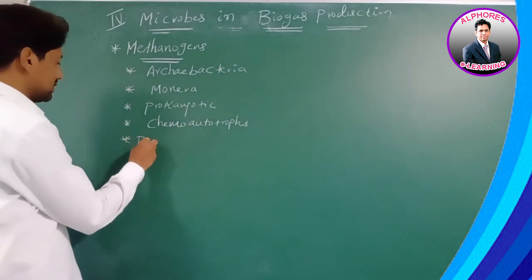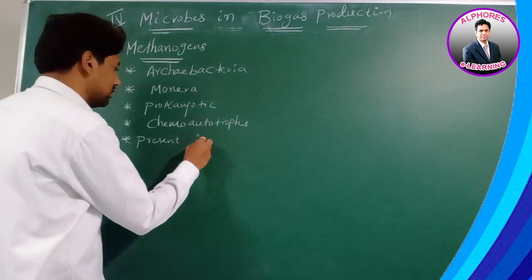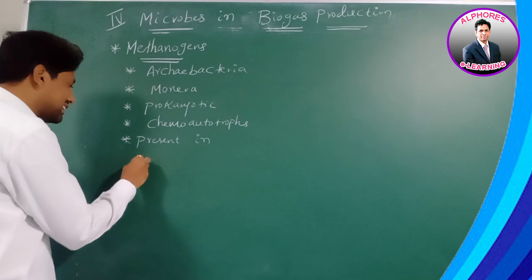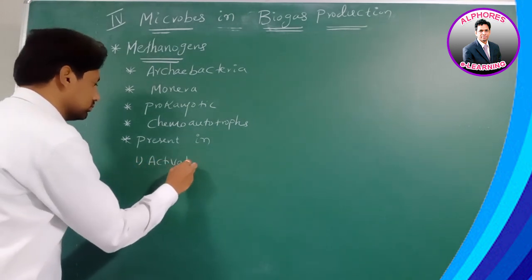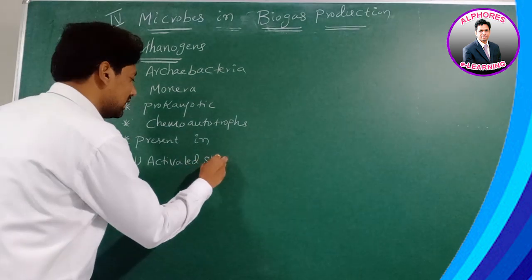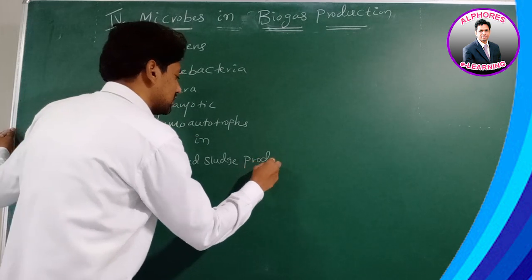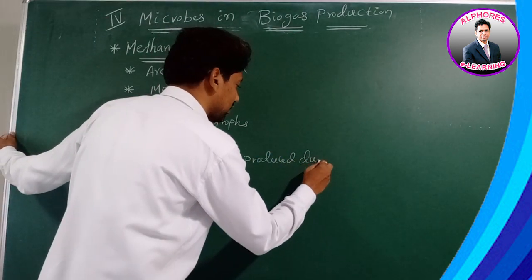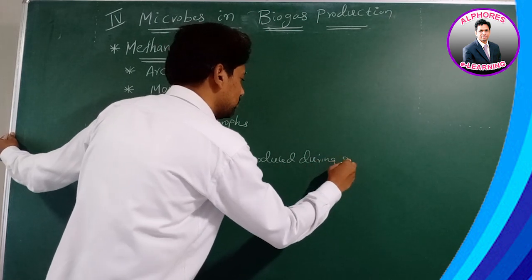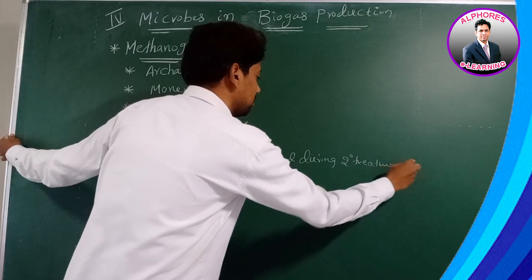Methanogens are present in number 1, activated sludge. Activated sludge is produced during which treatment, sir? Activated sludge is produced during secondary treatment, right?